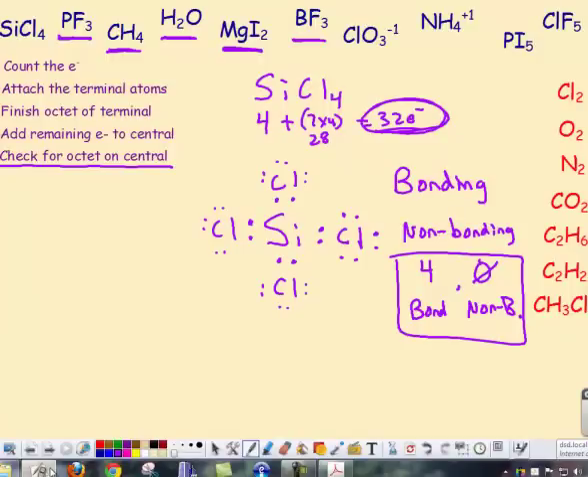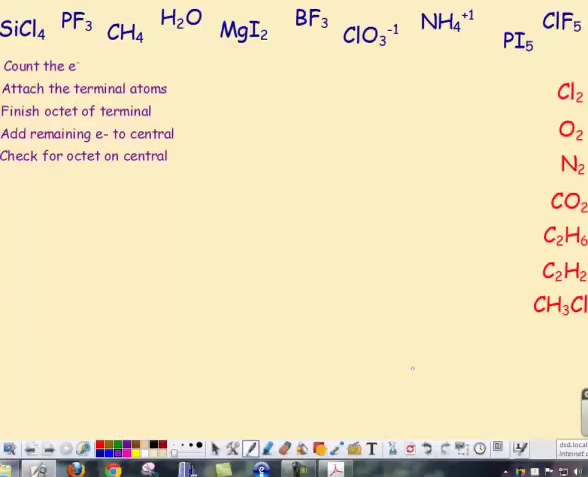All right, so let me do another one. Let me get rid of this one. Okay. The next one is PF3. So once again, I'm now just going to refer to the steps right here. And then we'll worry about the ones that don't have an octet when we get there. And we'll deal with those.